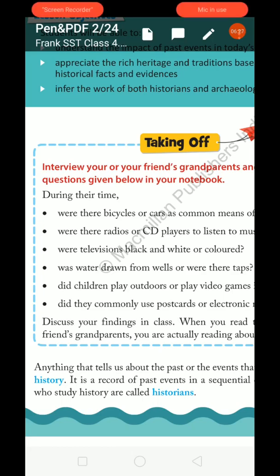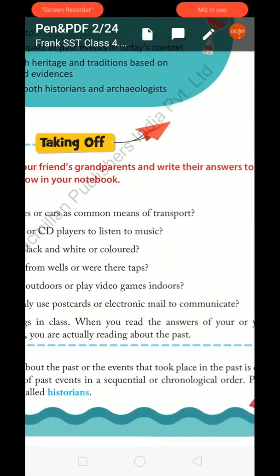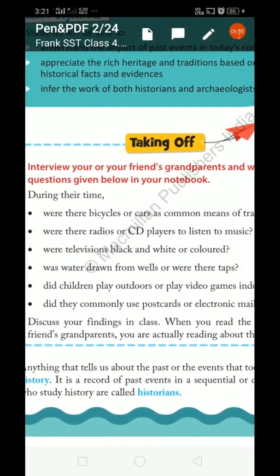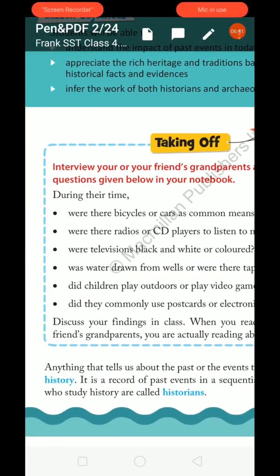Next, anything that tells us about the past or the event that took place in the past is called history. Means what happened yesterday is a past. Before a month is a past. Before a year is a past.